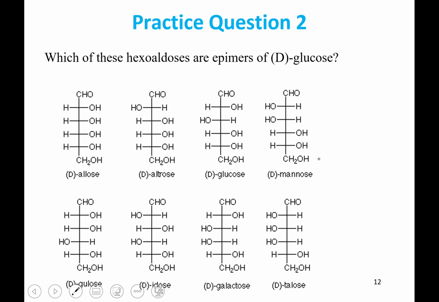Okay, so let's try another practice question. Which of these hexoaldoses, so 6-carbon aldose sugars, are epimers of D-glucose? So let's look at our structure for glucose. It's given here, right? So we have right, left, right, right. Okay, so let's look at mannose. That's left, left, right, right. So that was one at carbon 2.